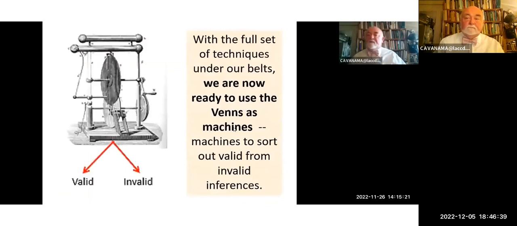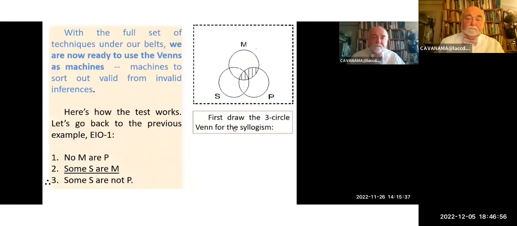Okay. Well, now we've gone through the techniques. We have the techniques from chapter 4. We've tweaked them a little bit for the complex ones here in chapter 5. Now we have them under our belts, I hope. So now we're ready to use these diagrams as machines to sort out valid from invalid inferences. Here's how the test works. Go back to that previous example, EIO1, which would say what? No M are P, some S are M, therefore some S are not P, okay?